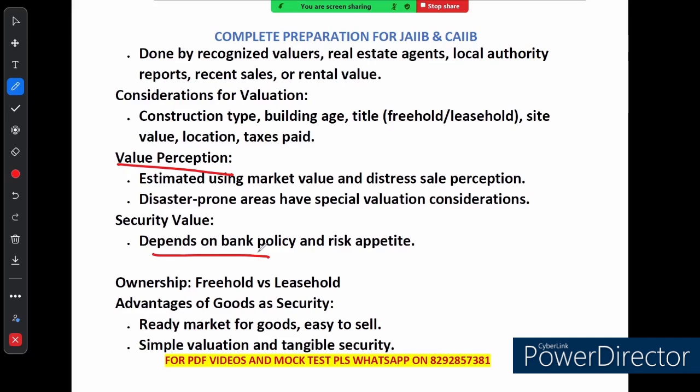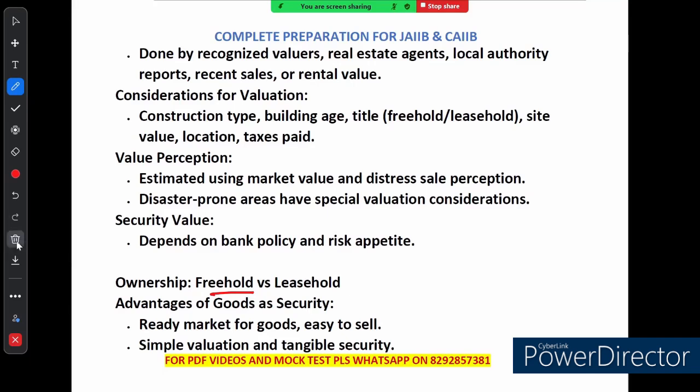Right. Now let's talk about ownership, which is freehold versus leasehold. When you own a property, it can either be freehold or leasehold. Freehold means you own the property and the land it is on completely. Leasehold means you own the property but someone else owns the land. You can use it for a set number of years, but after that the landowner can take it back unless you renew the lease. Right, so that is called leasehold property.